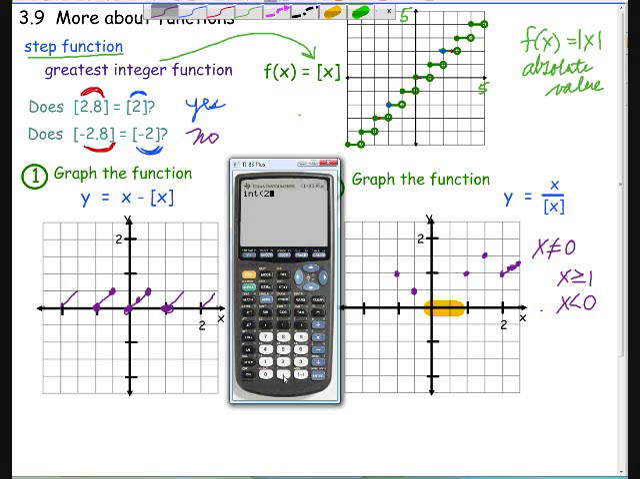So if I put in 2.8, what will be the greatest integer in the case of 2.8? 2. And if I put in math over to number and then down to integer, we'll do negative 2.8. What is the answer going to be for that? It's going to be negative 3, right? So it looks like we were in the right place here. So let's try graphing that. We'll say y equals integer of x. Let's see what that graph looks like.